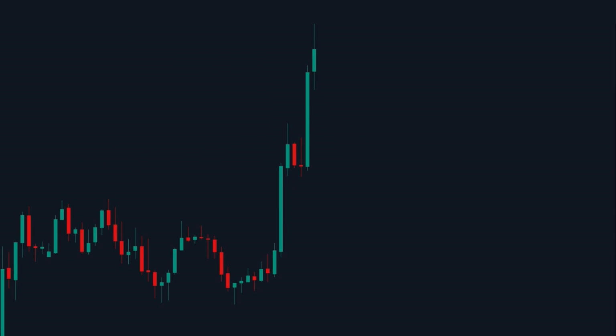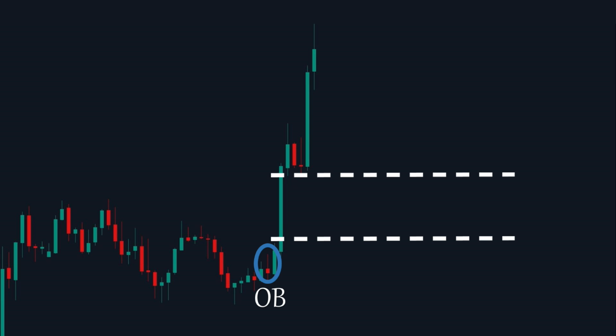Alright, we have a bullish movement. We consider the last bearish candle before a strong upward movement as an order block, and the gap between the high of the first candle and the low of the third candle as a fair value gap. Now, the main challenge is determining which one is the suitable area for entry.